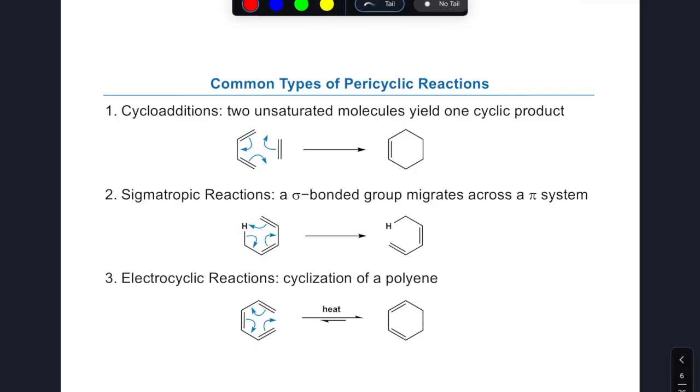And then there's what's called electrocyclic reactions, again forming a cycle or a ring. Here we take a system that has unsaturation, a polyene or a triene in this case. And then by heating it up, what we're doing is we're actually migrating the double bonds to create a new 6-membered ring where we've made this sigma bond right here.